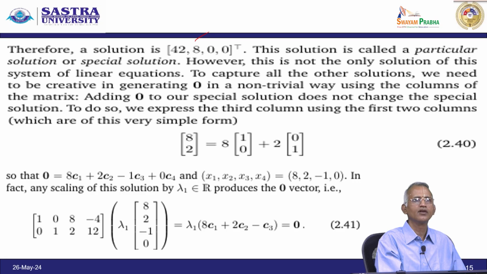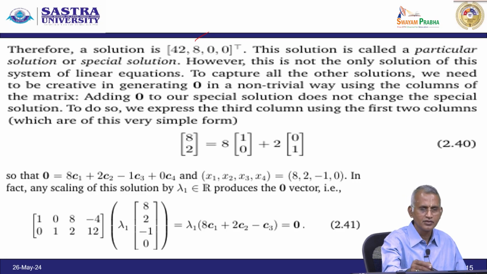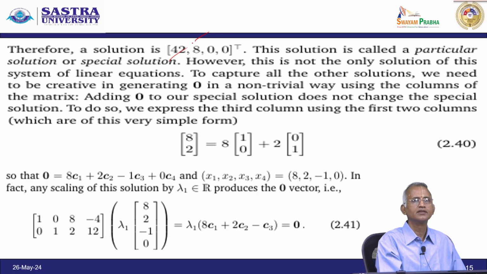This solution is called a particular solution or special solution. However, this is not the only solution of this system of linear equations. To capture all the other solutions, we need to be creative in generating 0 in a non-trivial way using the columns of the matrix. Adding 0 to our special solution does not change the special solution. To do so, we express the third column using the first 2 columns, which are of this very simple form.